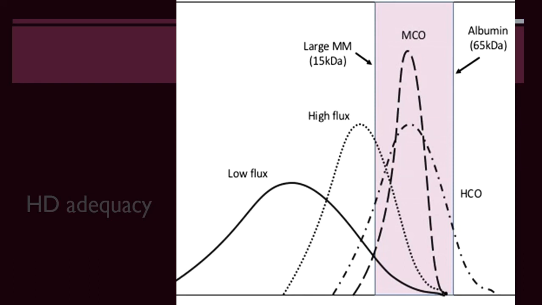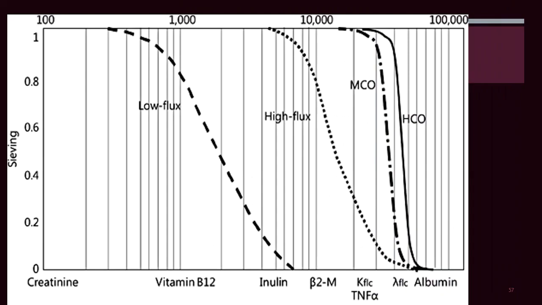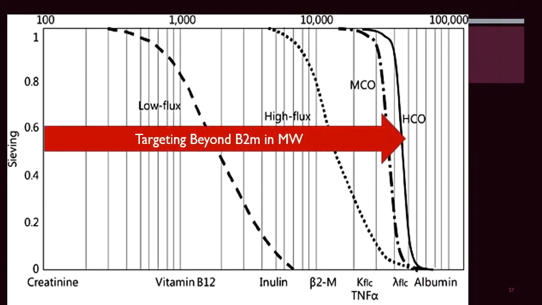We can use a superflux membrane and medium cut-off membranes to remove much more of the cytokines, the players which increase the deposition of beta-2 microglobulin, and targeting molecules beyond beta-2 microglobulin in molecular weight is essential. As we discussed earlier in this talk, beta-2 microglobulin as a retention molecule needs glycation, needs inflammation, and needs environmental factors to be deposited in the patients.